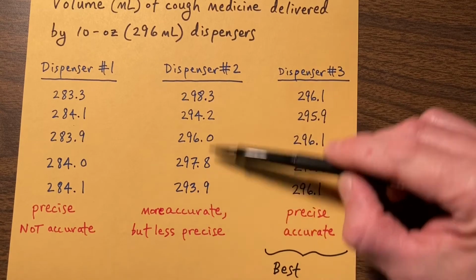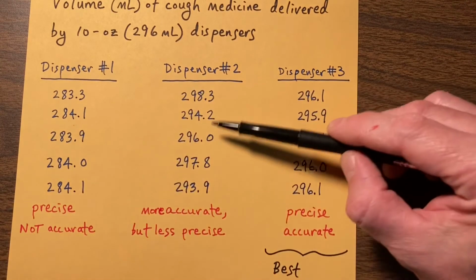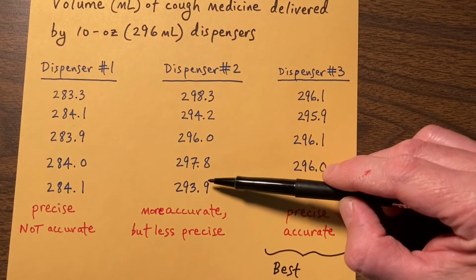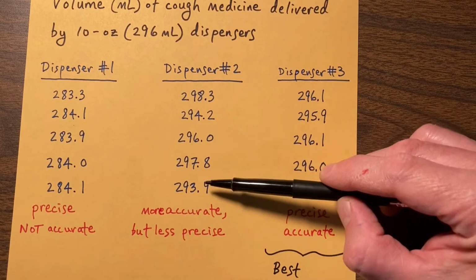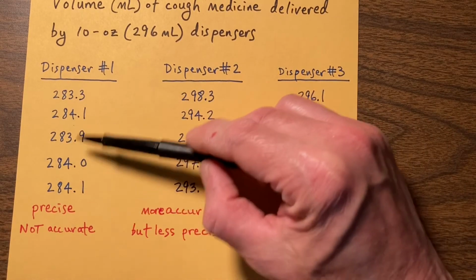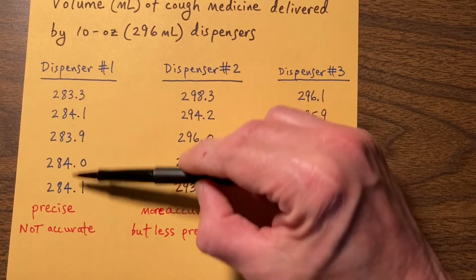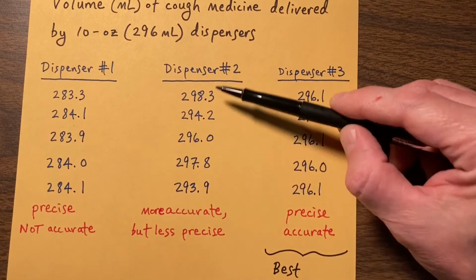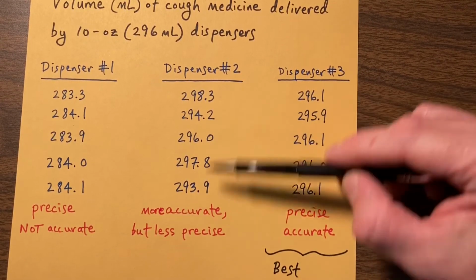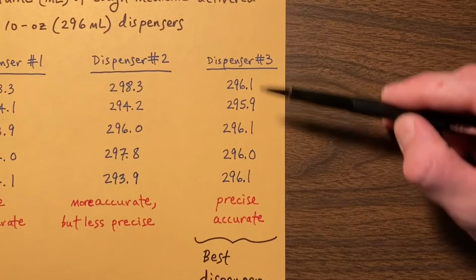You can see there's a much higher range of volumes measured versus this. Just looking at it here, it's over 4 milliliters from low to high, whereas this one was plus or minus maybe 0.2 of a milliliter, maybe not quite 1 milliliter difference between the low and high reading. So this second dispenser is closer, more accurate, but it's less precise than dispenser number 1. They'd be looking for a dispenser like this.